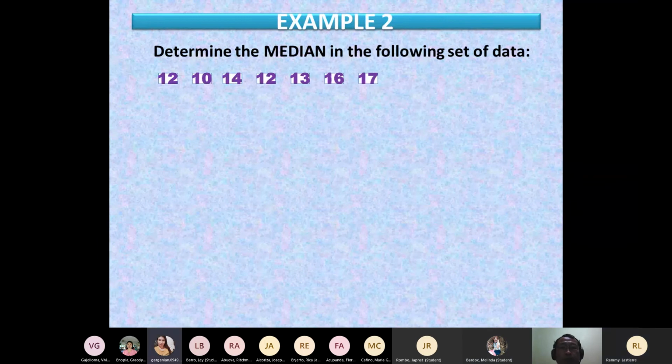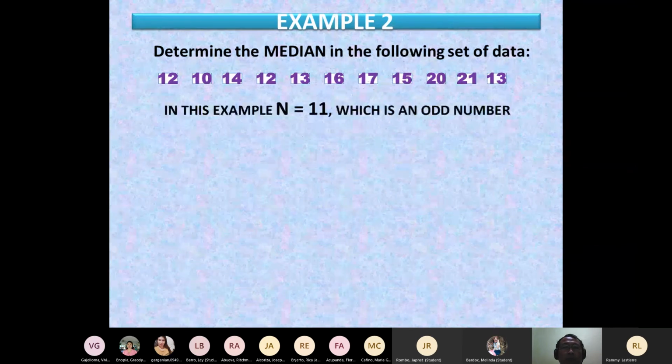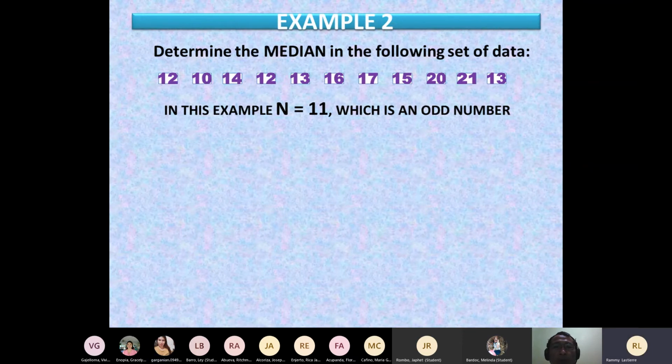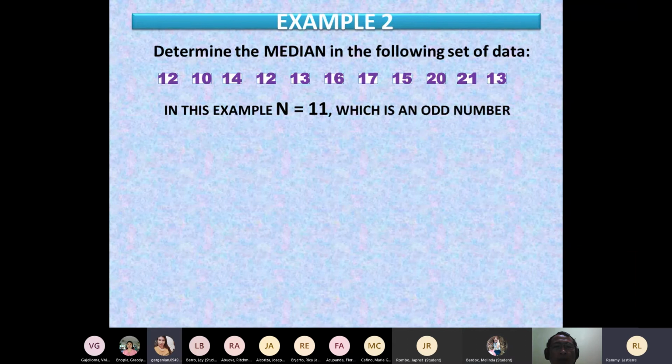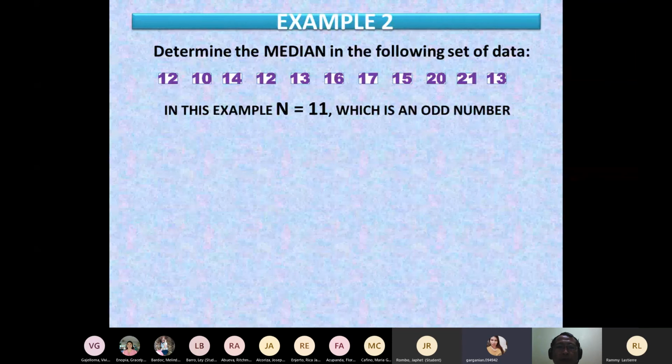Ma-view nyo? Yes, Doc. Oh, there are 11. What is the median score? 14. 21 is the highest. So, meaning arrange from highest to lowest: 10, 12, 12, 13, 13, 14, 15, 16, 17, 20, 21.